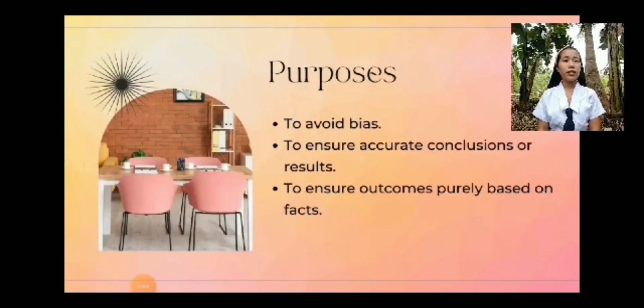What are the purposes of objectivity? First is to avoid bias. Second is to ensure accurate conclusions or results. And lastly, to ensure outcomes purely based on facts.